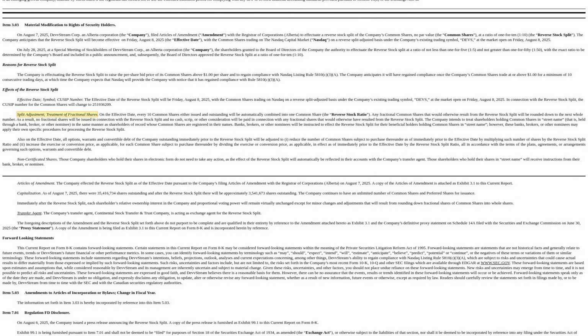This is a common practice though. Sometimes companies pay cash for fractional shares. It looks like DevvStream is not doing that here. So trading will commence on this new split-adjusted basis with the symbol DevvS on August 8th. This is the day the market will see DevvStream stock at its new higher price per share.